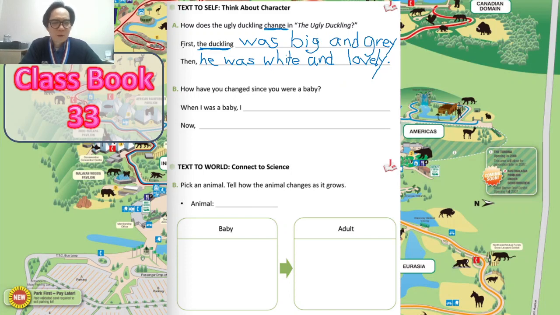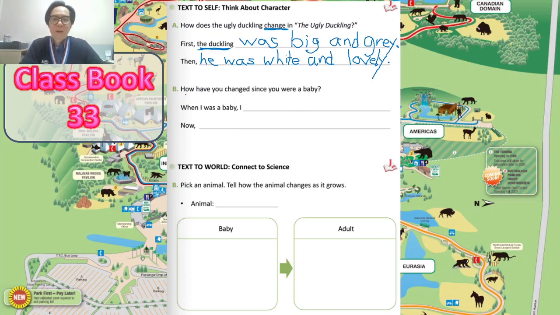Wait a second. Up here, look here. First, the duckling was big and gray. Then he was white and lovely. Period. Here's a capital letter, capital T. Here's a capital letter, capital F. Can you find the mistake in this first sentence? We need to put something more. Did you find it? Aha! We need to put a period at the end. Awesome. Okay, time to do letter B.